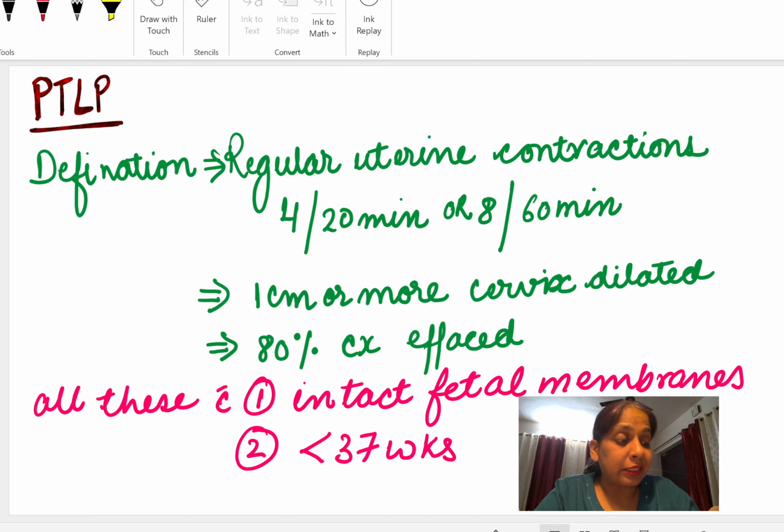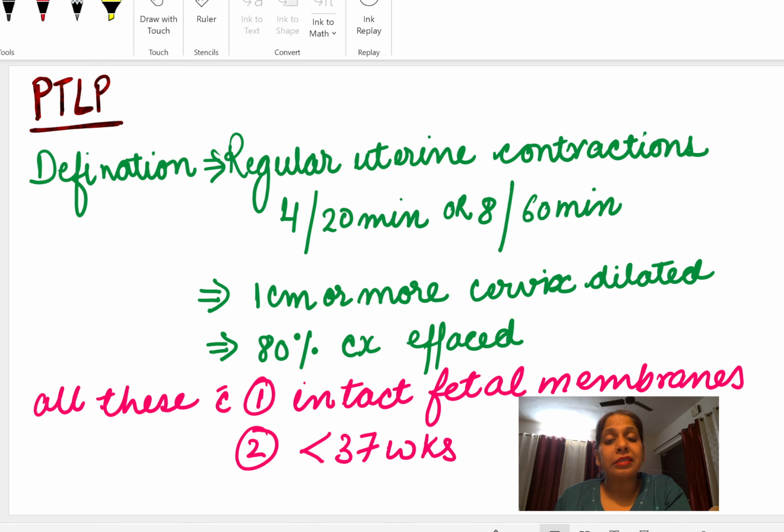So first of all, what is the definition? The definition is regular uterine contractions. To diagnose a patient with preterm labor pains, there should be regular uterine contractions, and these contractions should be 4 in 20 minutes. Whenever we are palpating the uterus for contractions, we palpate for 10 minutes, but here it is 4 in 20 minutes or 8 in 60 minutes. So this duration is somewhat different. Okay, 4 in 20 minutes and 8 in 60 minutes. Please keep a watch on it.